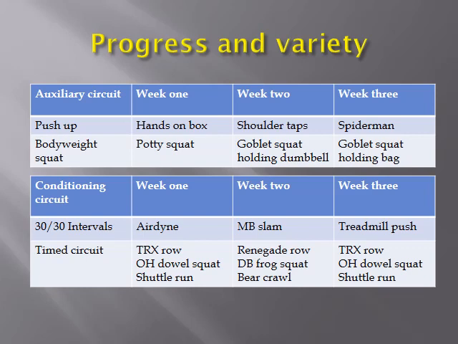Whereas with our 30-30 intervals, we simply change modes. We have an air dyne in 1 week, we have a medicine ball slam, we have a treadmill push. And again, we could even do the same thing for our 30-30s as we do for our time circuit.